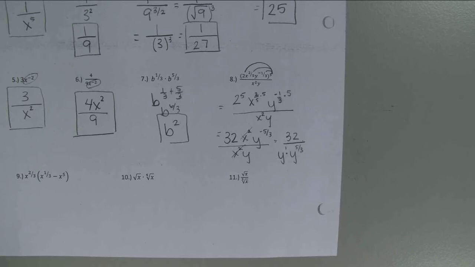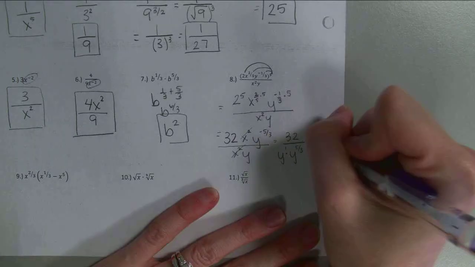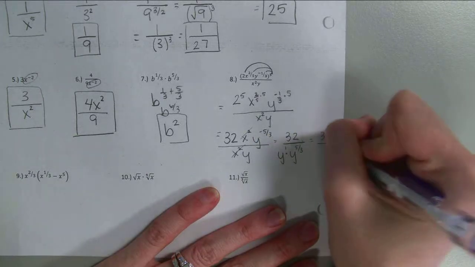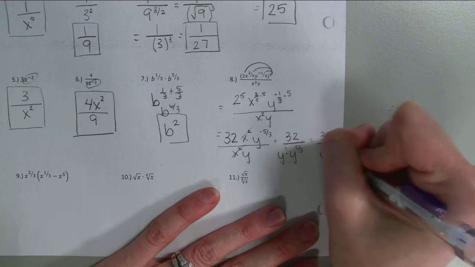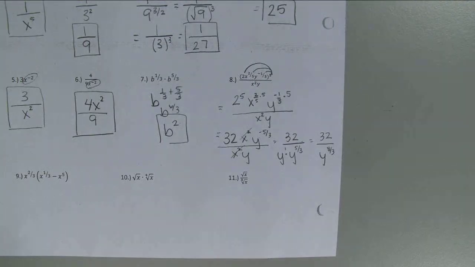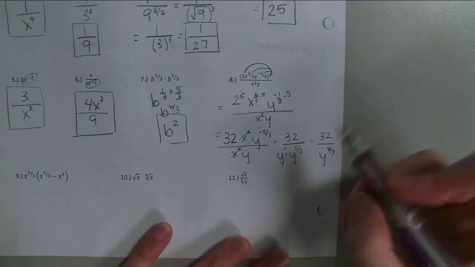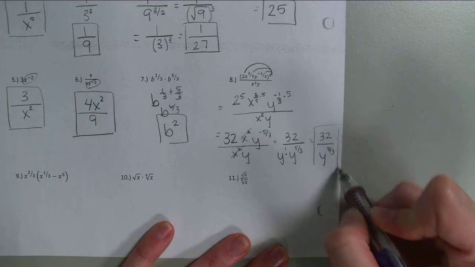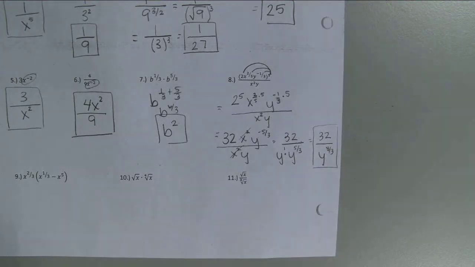8/3, yep. So this is going to be 32 over y to the 8/3. In yours, you accidentally typed 1/3, not 5/3. That's why you didn't get it. So 32 over y.